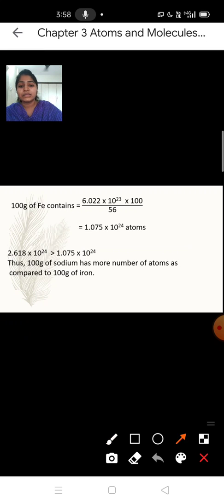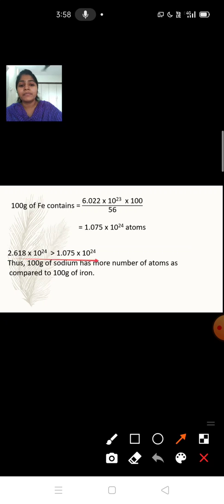Now next what we will do? We will compare them. So on comparison, you can see that sodium has more number of atoms compared to iron. Okay, that is 2.618 into 10 raised to 24. So I can say that 100 gram of sodium has more number of atoms as compared to 100 gram of iron. Okay, I hope you have understood this. It is easy but slightly different from what we have done earlier.